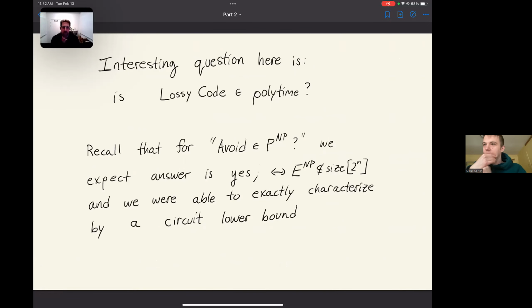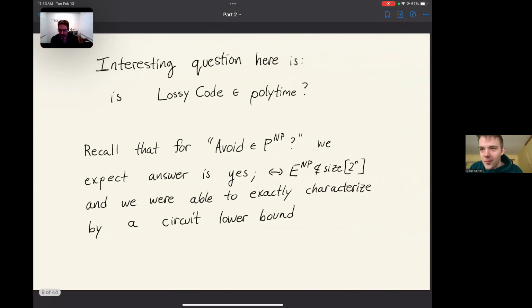Anyways, the interesting question for this problem is whether it's in polytime. Remember, for avoid, it was already interesting to see whether it's in P to the NP, but because lossy code is an NP search problem, it's trivially in P to the NP, and really the question is whether it's in polynomial time. And if you recall, for range avoidance, we expect that it is in P to the NP because we were able to show that it's actually equivalent to a certain circuit lower bound, specifically showing that E to the NP requires exponential circuit size.